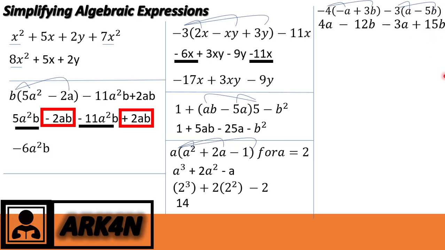So let's define the like terms. The like terms are 4a and negative 3a, and the next like terms are negative 12b and 15b. We simply add them up and we get a plus 3b.